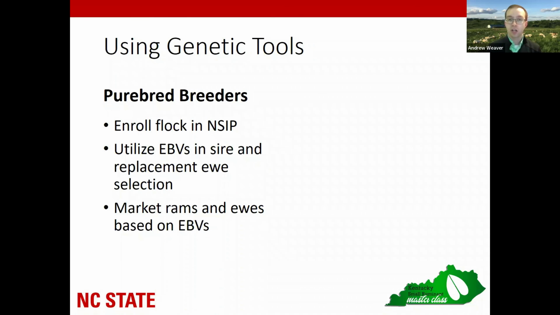Utilizing these genetic tools is going to vary some based on the type of producer that you are. If you're raising purebred breeding stock that you're going to sell to commercial producers or other breeders, then I encourage you to enroll your whole flock in NSIP, the National Sheep Improvement Program. This includes both your rams as well as your ewes. Utilize these estimated breeding values in your sire and replacement ewe lamb selection. And then market those rams and ewes based on EBVs. Use those EBVs to help determine what the value of those individuals is.